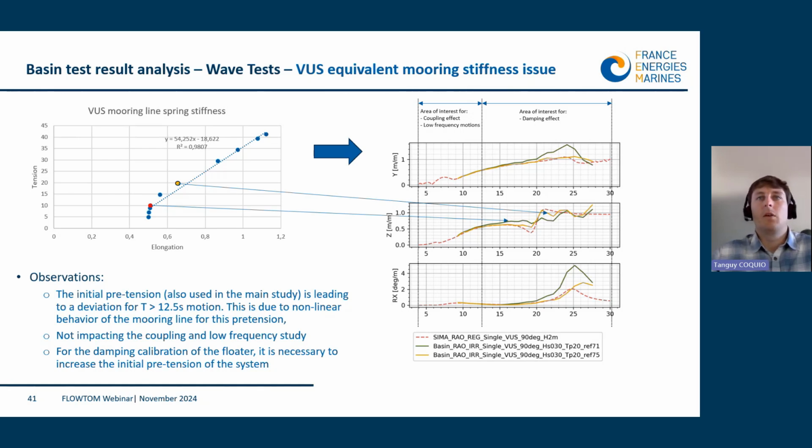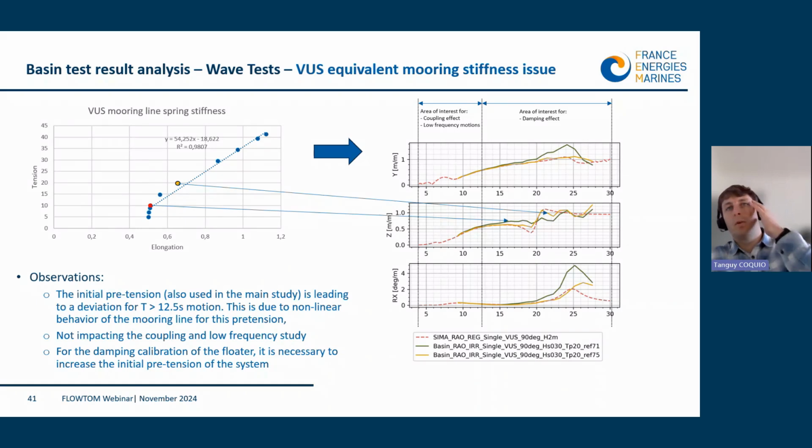This impacts the result a little bit, especially for high periods, so low frequency motion, of 15 seconds and more. And so we realized that the curves for the natural period of the floater, for example when it's around 20 seconds, were not realistic for the RAOs with the low pretension. But when we add additional pretension to the system, we were fitting more and more to the original curve.